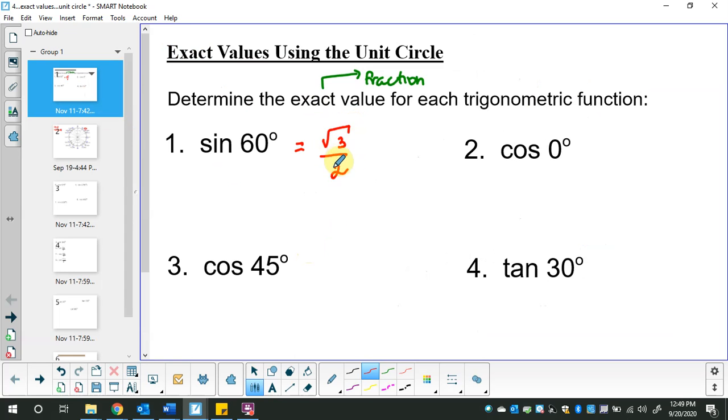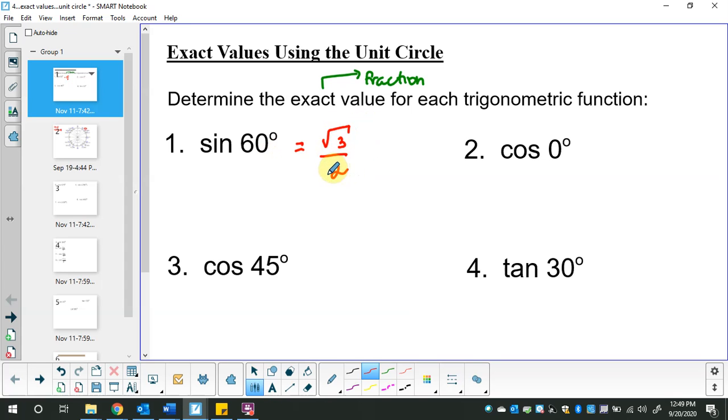The end. Now, if you type sine 60 degrees into your calculator, you'll likely get 0.866 blah blah blah. We want the exact value, so we want the nicest fraction.